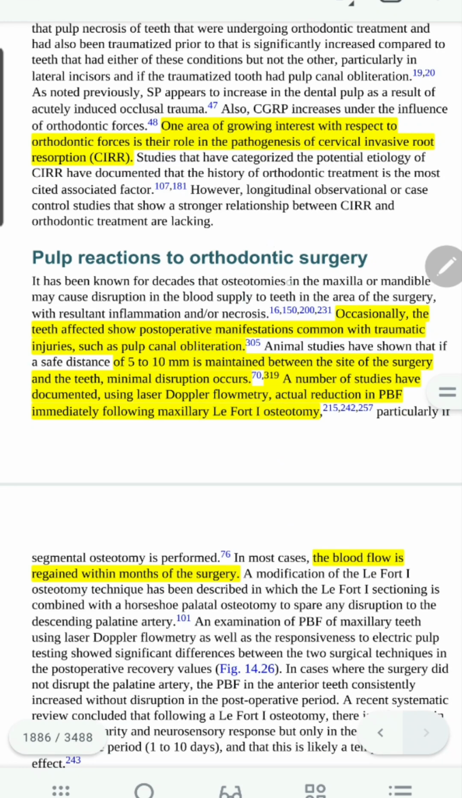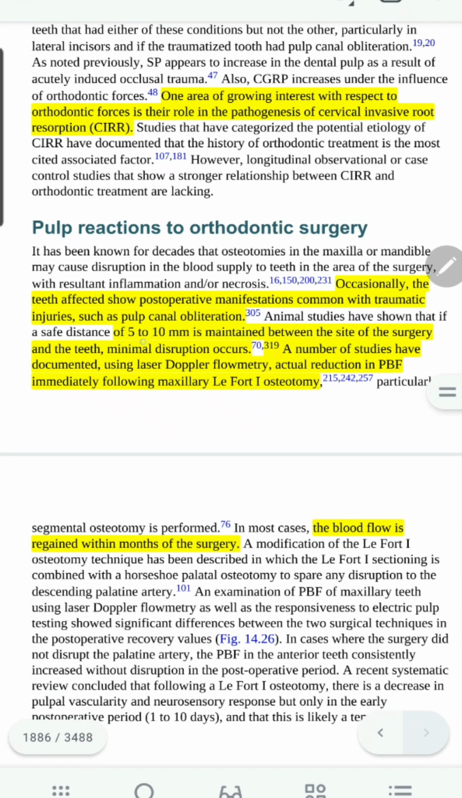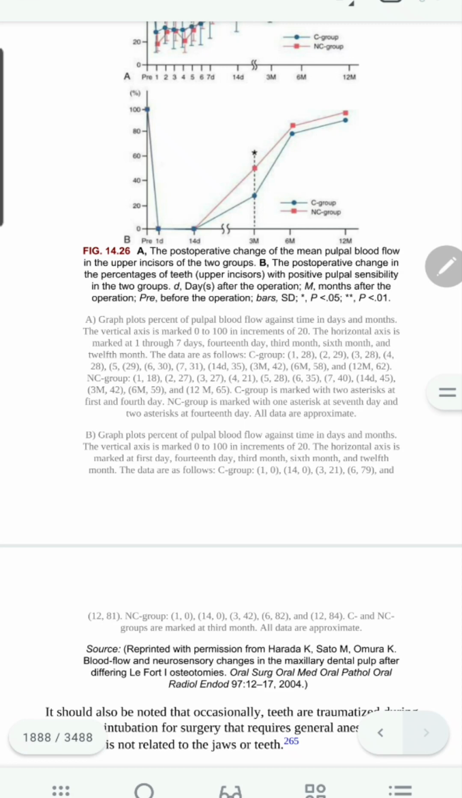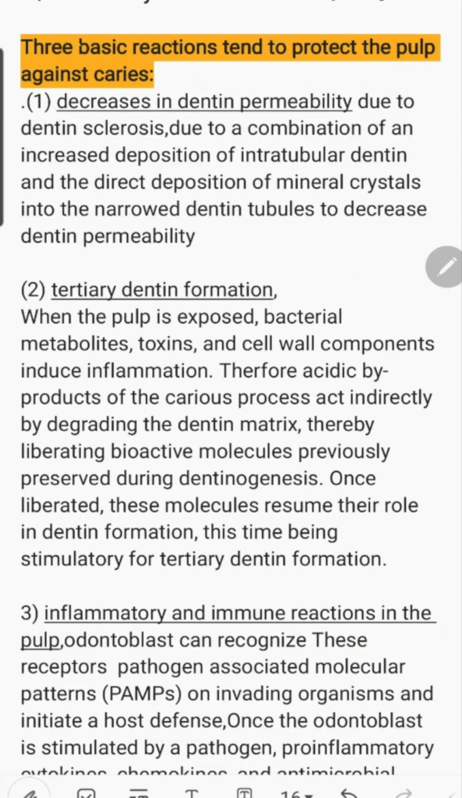Also, when doing orthodontic surgery, we take 5 to 10 millimeters of a safe space between the site of the surgery and the teeth, which causes minimal disruption to the tooth vitality, and the blood flow is regained within months of the surgery. That's it. Salam. Three basic reactions tend to protect the pulp against caries.